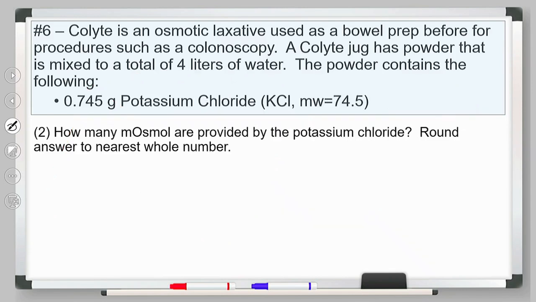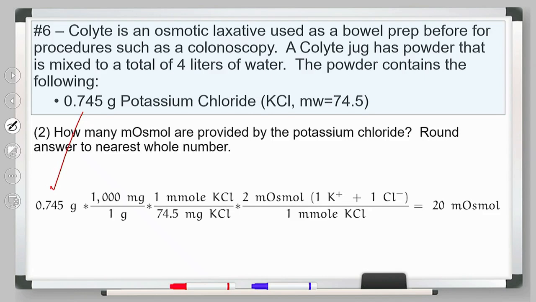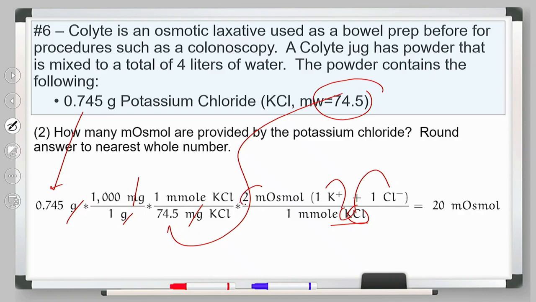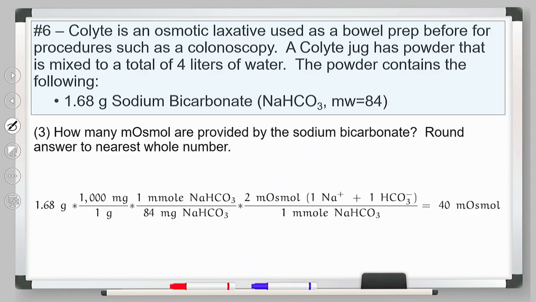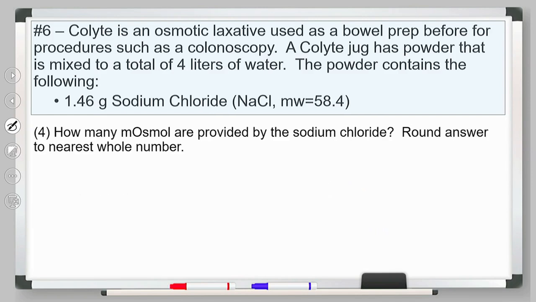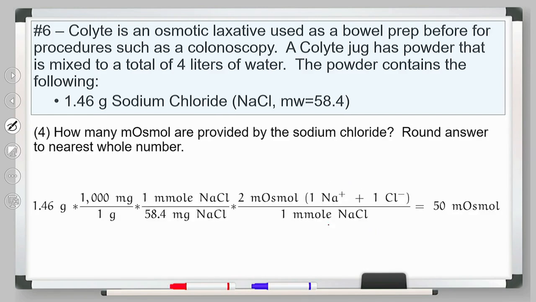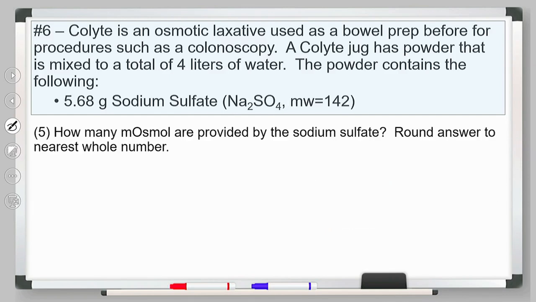Anyway, so potassium chloride. Let's start with the weight of potassium chloride, convert it to milligrams, take the molecular weight and divide, so milligrams become millimoles. Look at the molecules. Potassium chloride is going to have 1 potassium and 1 chloride, so it's 2. So we multiply by 2, and that's where we got 20. Sodium bicarbonate is real similar. 1 sodium, 1 bicarbonate, so it's 2. Sodium chloride, 1 to 1, so it's 2. So that's all the same here.